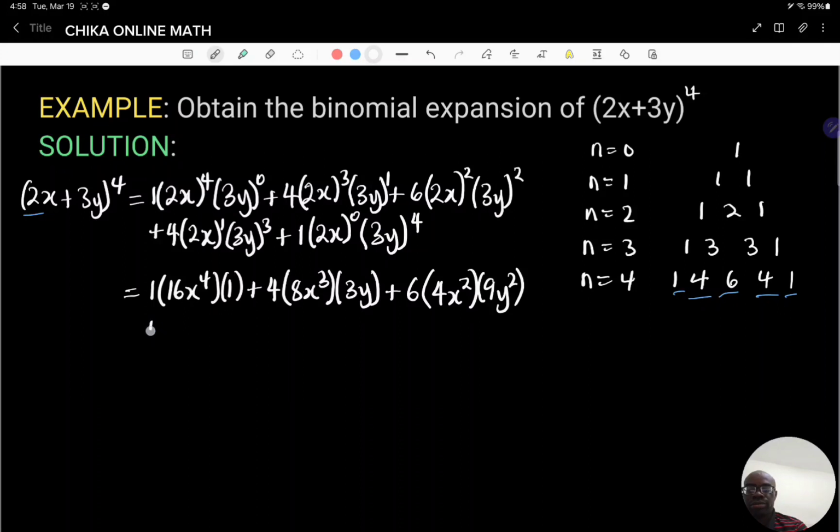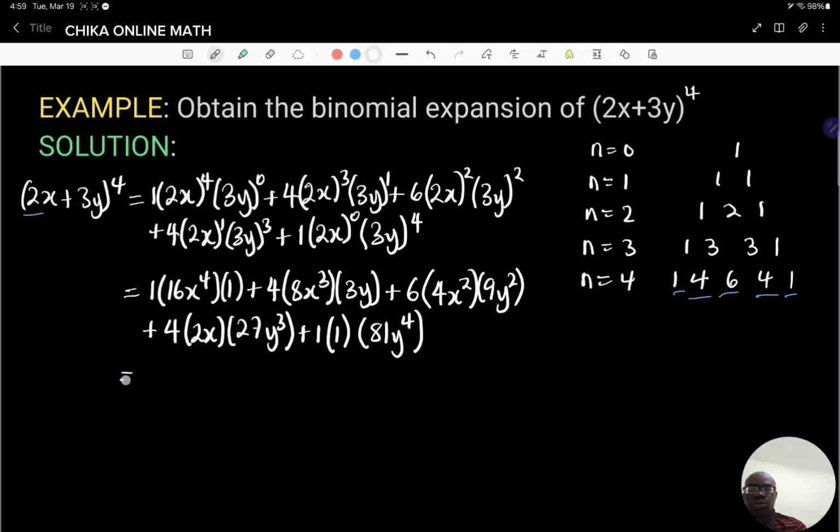Plus 4 into 2x raised to the power 1, which is 2x. Then 3y raised to the power 3: 3 raised to the power 3 is 27, then y raised to the power 3. Plus 1 into 2x raised to the power 0; any number raised to the power 0 is 1. Then 3y raised to the power 4: 3 raised to the power 4 is 81. So we have 81y raised to the power 4.